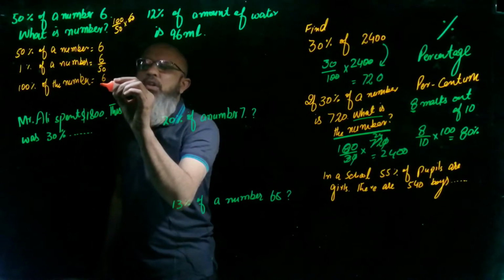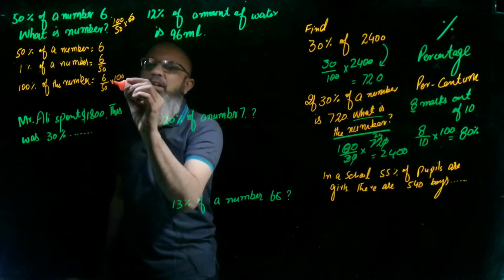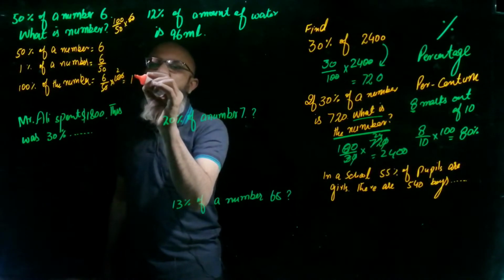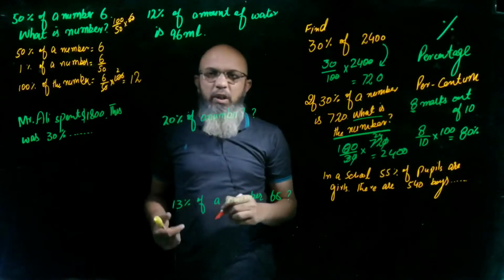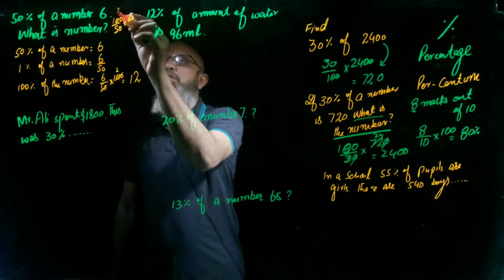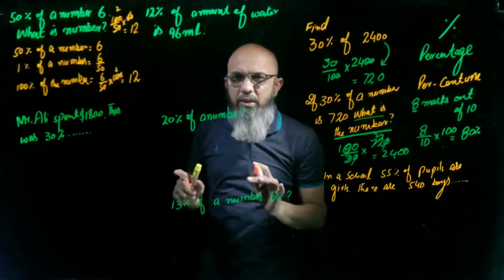So what will we do? 6 over 50 multiplied by 100. So what will be your answer? 50 twos are 100 and 6 twos are 12, that is the total value. So similarly, if we solve this, what do you get? 50 twos are 100 and 6 twos are 12. In both ways we will get the same answer.